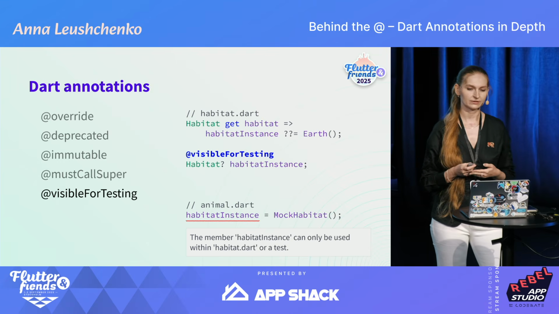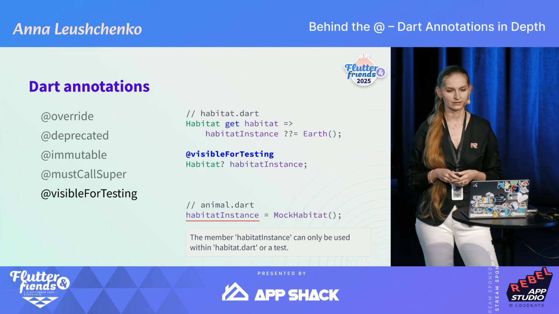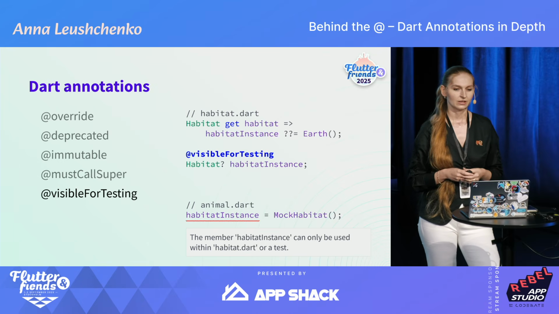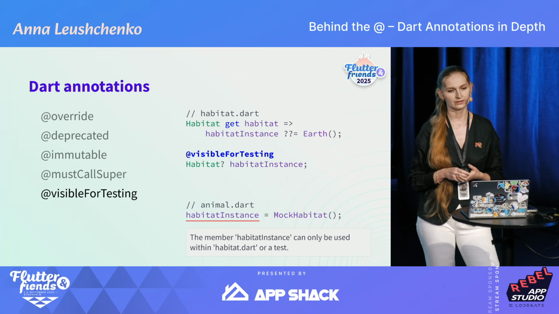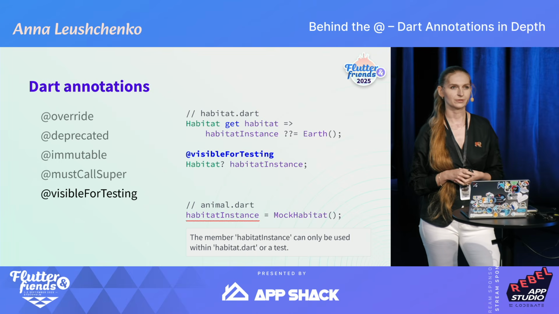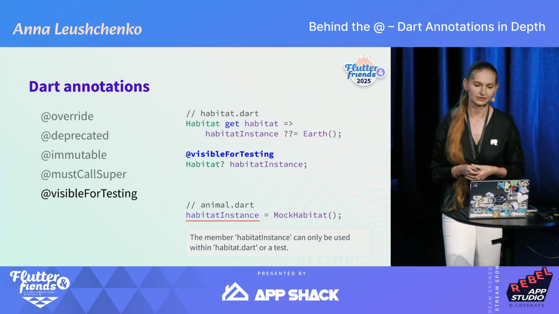And we can mark this given instance with the visibleForTesting annotation, so it can only be provided in tests. If accidentally some production code tries to override that habitat instance, it will produce analyzer warnings.